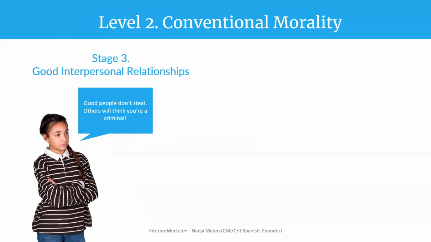In Heinz's scenario, respondents could say that Heinz should have stolen the drug because that's what a good husband would do to save his wife. Or they could say that stealing the drug is wrong and other people will think of Heinz as a criminal.